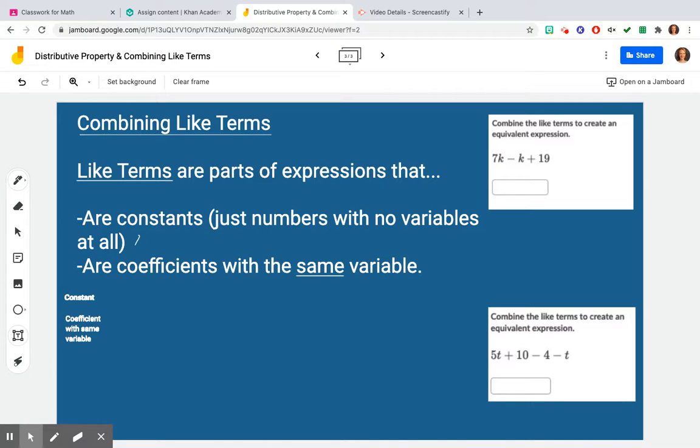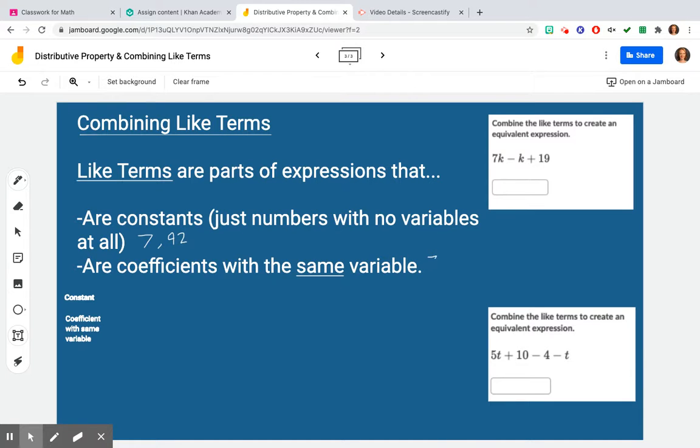Number like 7, 42, I don't know, 9,000, any number that has no variable, or a coefficient with the same variable.